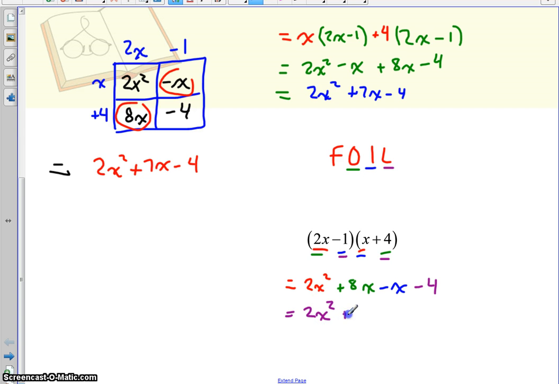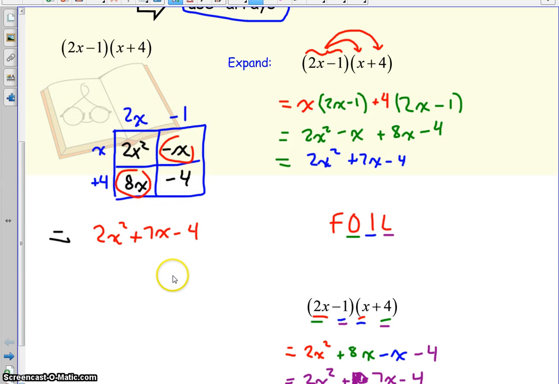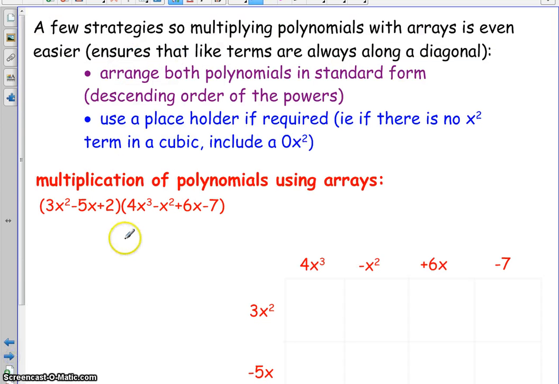Now, the reason I don't like this method, even though it does work in this situation, sorry, that should be a 7x, is it only works with a binomial times a binomial. Okay, you'll see when we move on to the next slide, when you get a more complicated example, you see this is a 3-term polynomial multiplied by a 4-term polynomial. FOIL doesn't work, so you can't just multiply the first term, the outside terms, the inside terms, the last terms. You won't get the right answer.